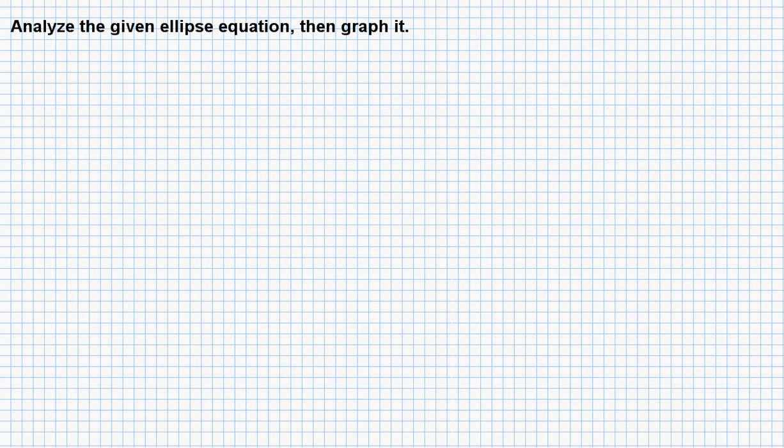Hello, this is Mr. Waters, and I'm here to present to you another example for how to do the homework on page 642. In this case, we're going to be analyzing a given ellipse equation and then graphing it. Analyze, of course, is going to mean find the focus points, which we're going to call F, the vertex points, I mean, the vertices, and then C, the center.